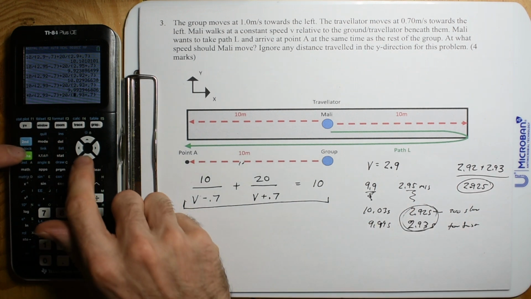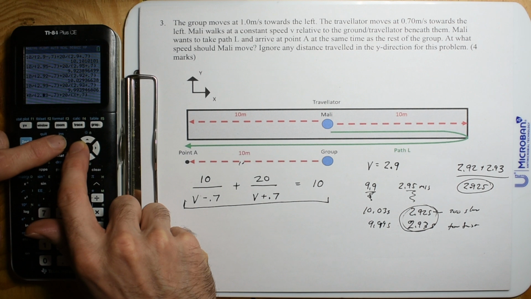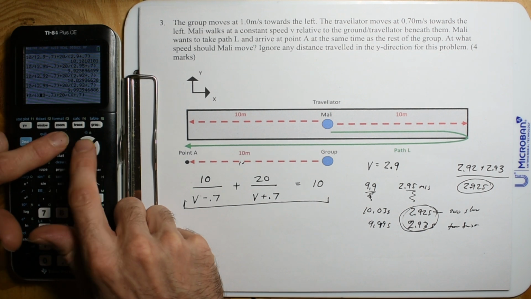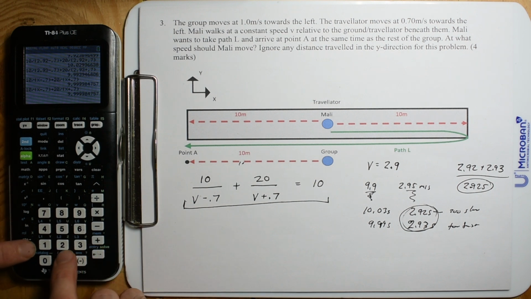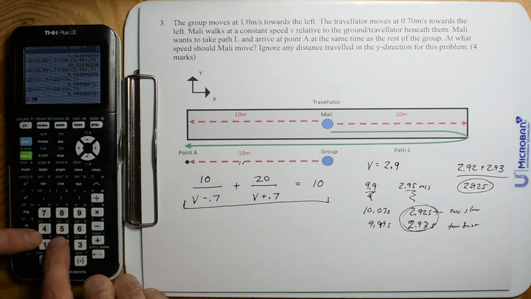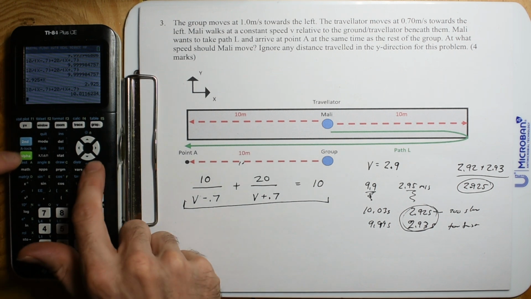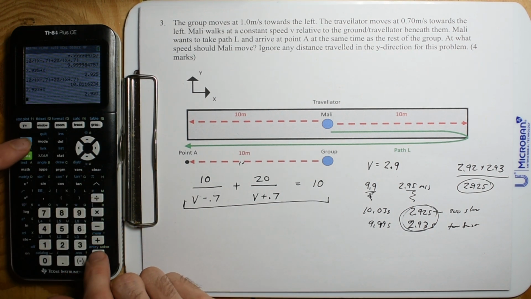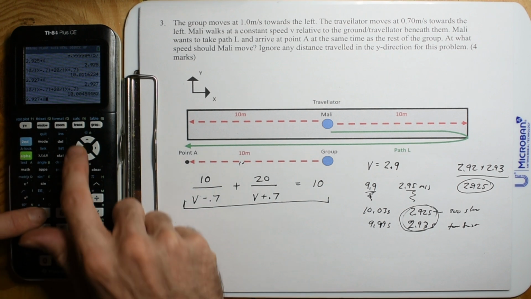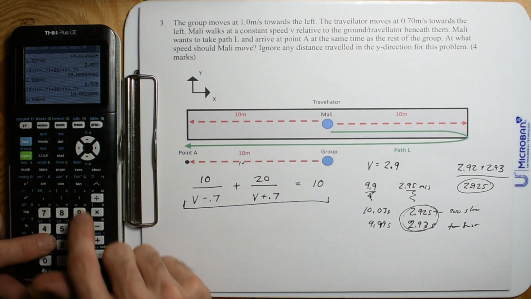So what I'm going to do is throw a variable in my calculator, x, for Malachi's speed. And I can change that value of x. So I'm going to store 2.925 as x. And now I can see that's too slow. I need to increase it. So I'm going to bring that back up. 2.927. All right, still too slow. 2.928. All right, still too slow. 2.929.